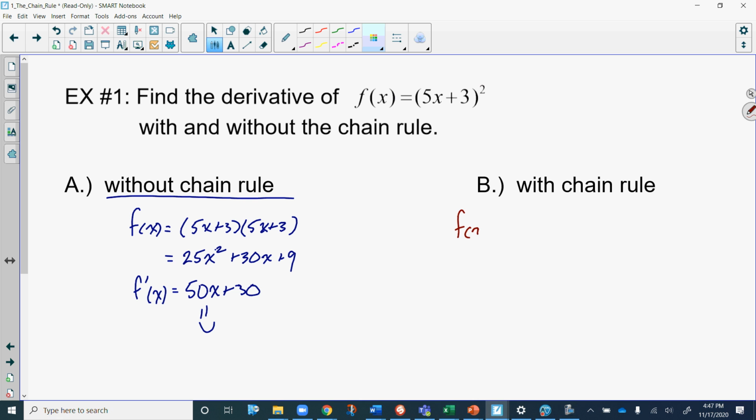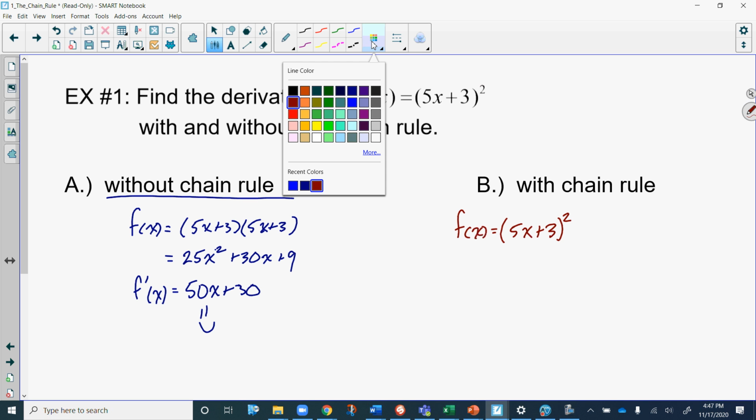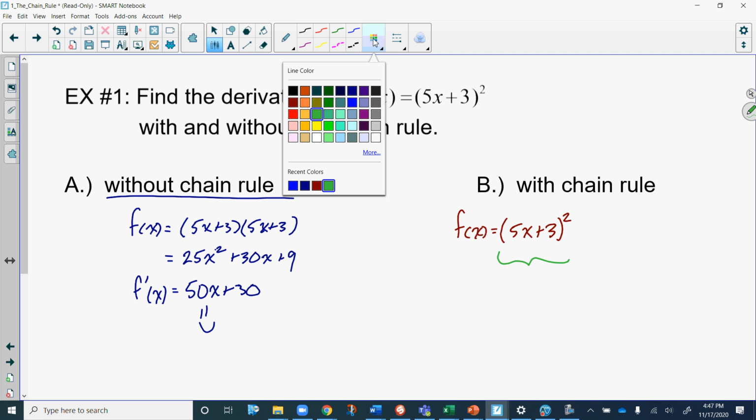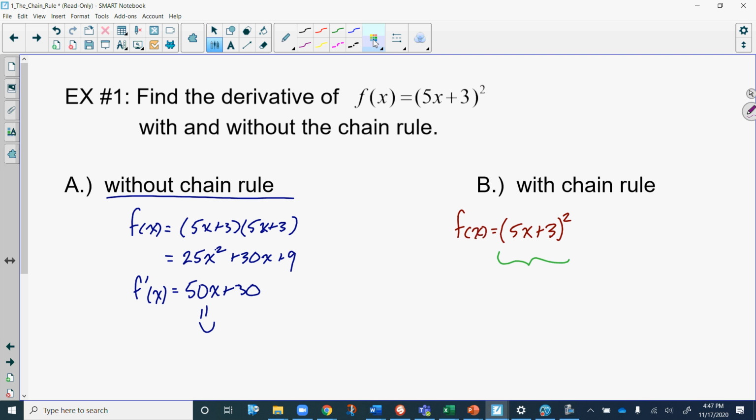So here we have the same function, f of x is equal to (5x plus 3) quantity squared. So we're going to, let me see if I can get my color coordination worked out, take the derivative of the outside function, the derivative of the whole thing. But we're also going to take the derivative of the inside piece, the 5x plus 3.